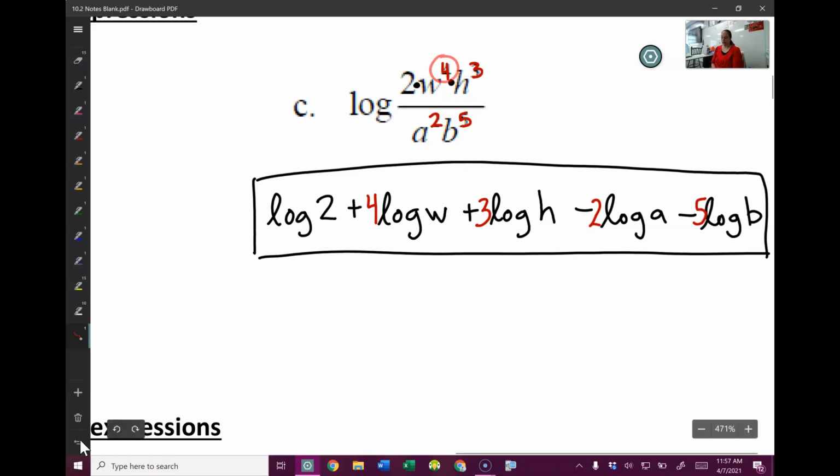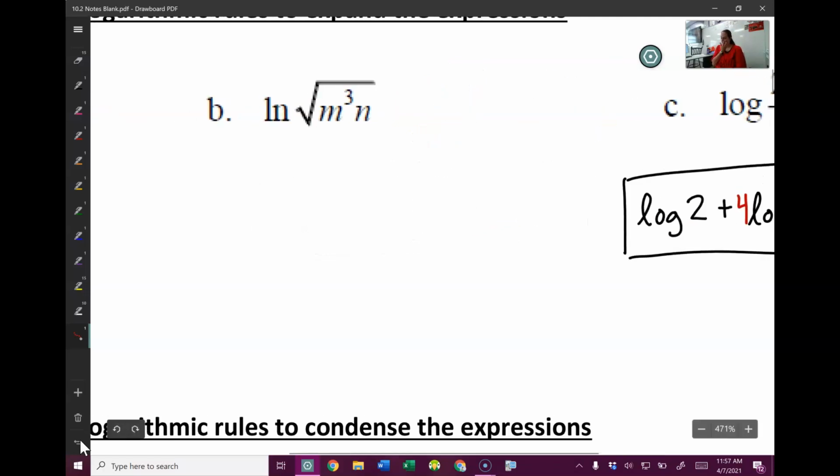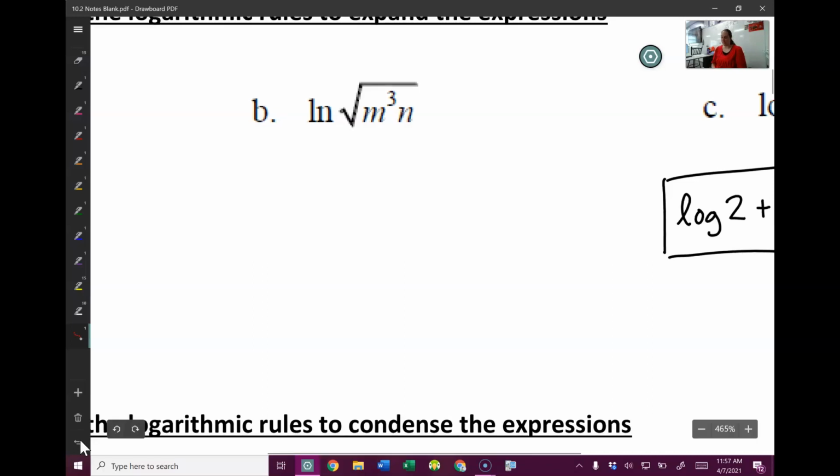Then I take care of my exponent. The 4 goes in front of the one with the W. The 3 goes in front of the one with the H. The 2 goes in front of the one with the A. And the 5 goes in front of the one with the B. And there we go. Let's try our last example of expanding logarithms.